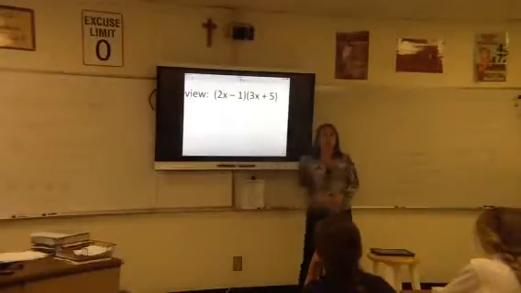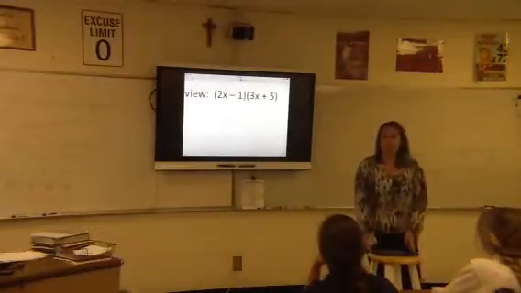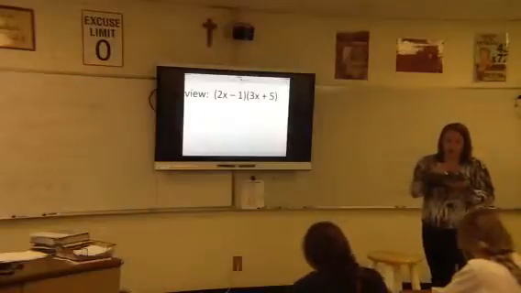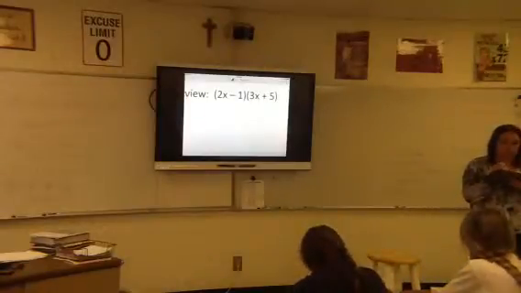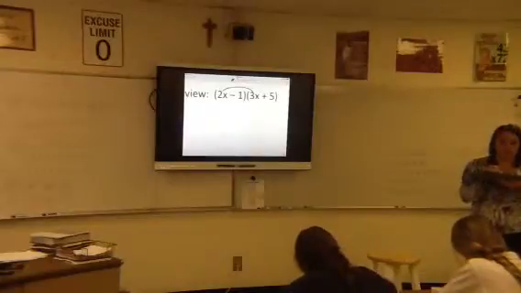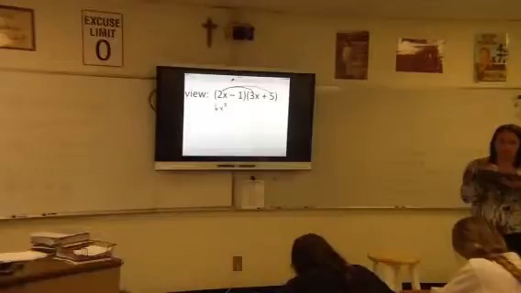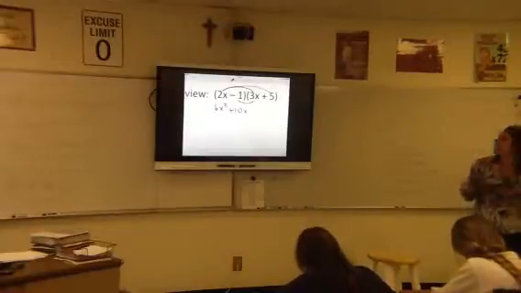What do you do on this problem? You're going to FOIL, right? Okay, and you're going to have to know how to FOIL today. You're going to be doing a lot of checking today to make sure things work out right. So we've got 2x times 3x, 6x squared, good. 2x times 5, plus 7. Good, 10x. Negative 1 times 3.